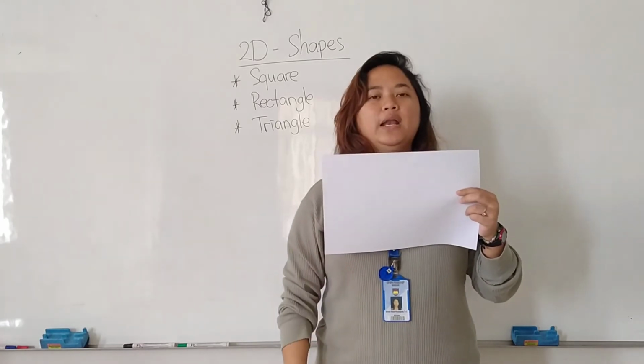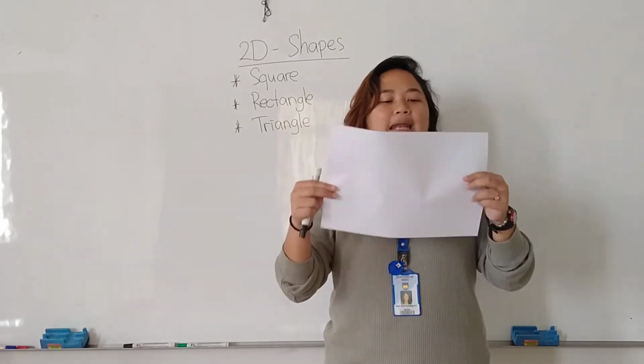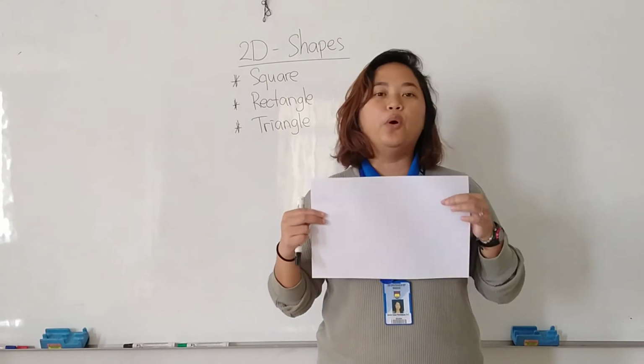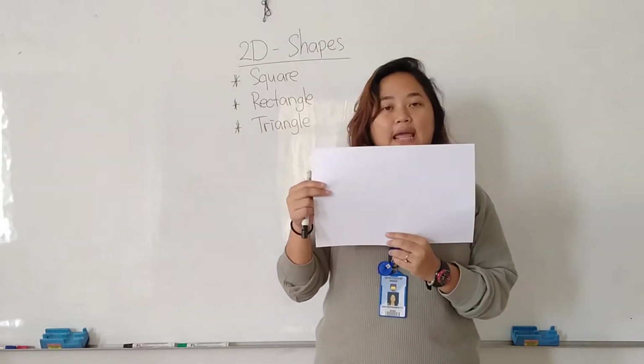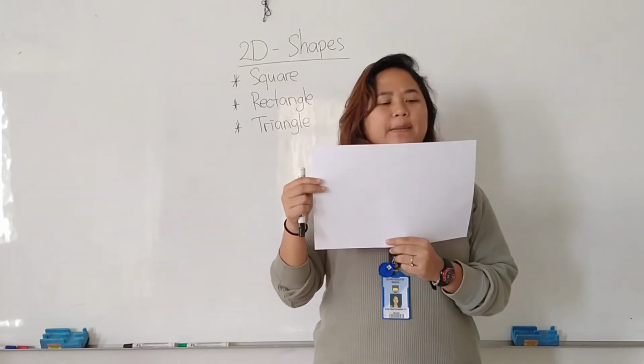What about perimeter? Perimeter is the length of the border of the 2D shape itself. For example, I have this rectangle. So what is the perimeter?